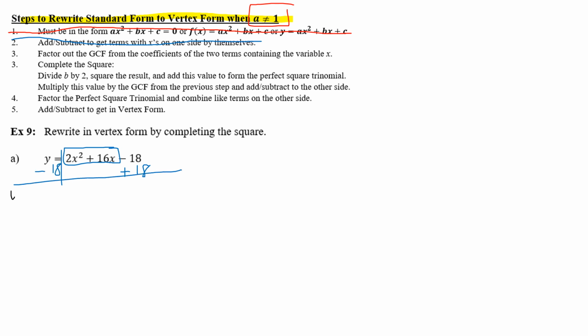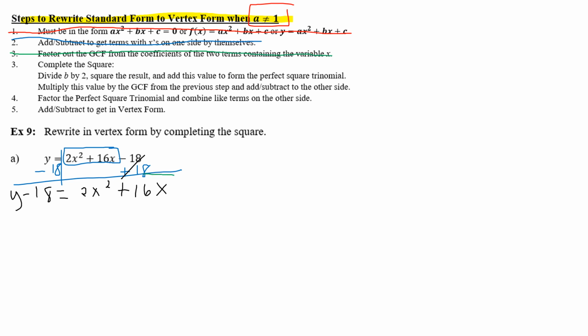On my left, we have y minus 18 equals, on the right, we're going to have 2x squared plus 16x, and then negative 18 plus 18 cancels out. So we're done with step 2. Step 3 says, factor out the greatest common factor from the coefficients of the two terms containing the variable x.